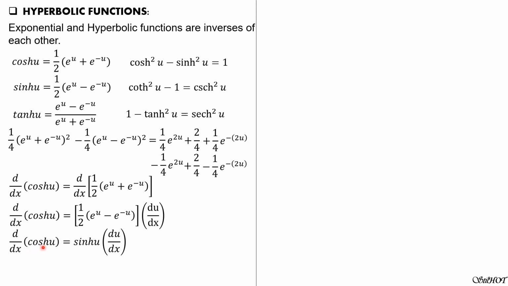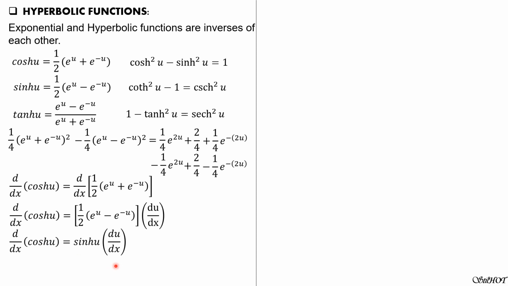The derivative of cosine u is negative sine u du dx from trigonometry, but here the derivative of cosine hyperbolic of u is sine hyperbolic of u du dx, so positive. The reciprocal of cosine is secant hyperbolic of u. So the derivative of secant hyperbolic of u is negative secant hyperbolic of u tangent hyperbolic of u du dx. Negative, because from trigonometry, the derivative of secant u is positive secant u tangent u du dx.